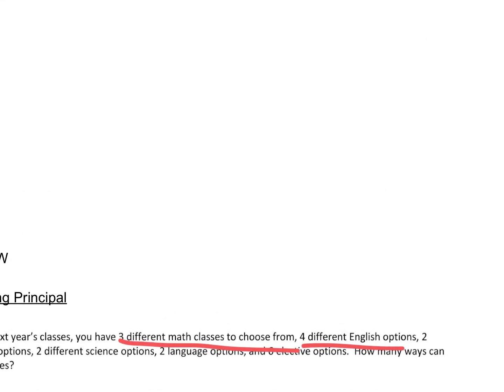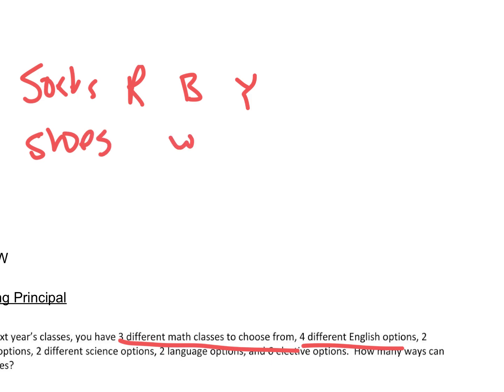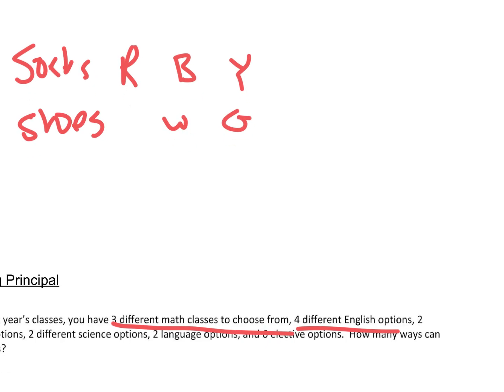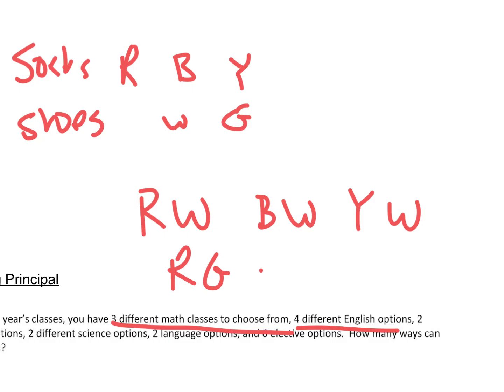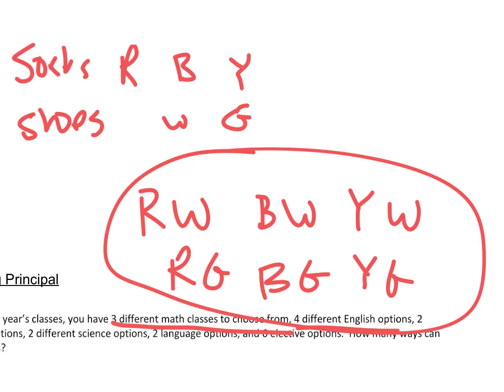All right, so I showed you that. I had red socks. These are the socks. I had red, blue, and yellow socks, and I had shoes that are white or green. That way I get different letters. I could either have red with the white, or I could have blue with the white, or I could have yellow with the white, or I could have red with the green, or blue with the green, or yellow with the green, and that's all the combos there are. And instead of having to think of all of them, you go 3 times 2. That's it.